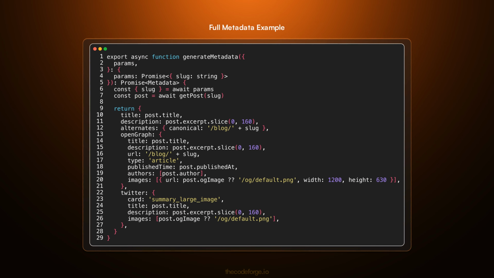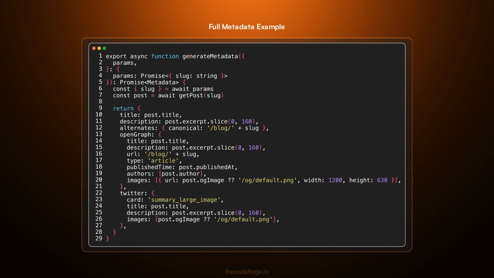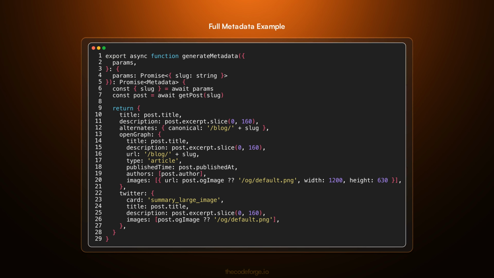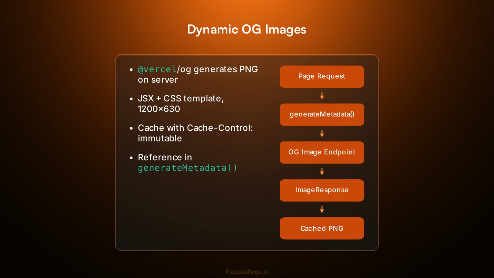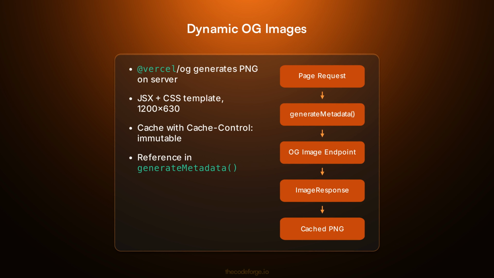Here's a complete generateMetadata example. It includes canonical URL, OG tags with article type and publish time, and Twitter card. Always provide a default OG image for pages without custom images. Creating a unique OG image for every page manually is impossible at scale.